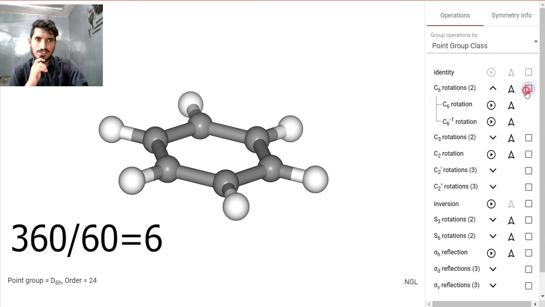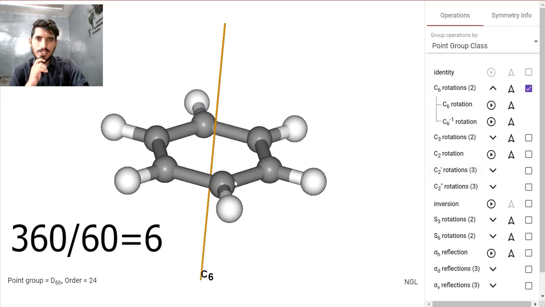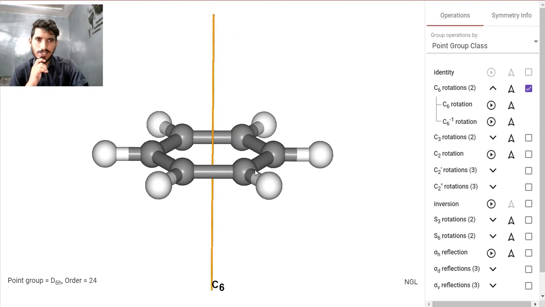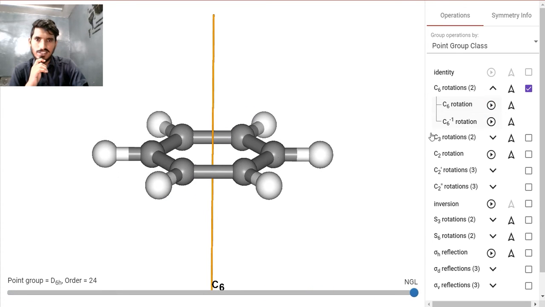So here is the C6 rotation. C6 rotation means that every carbon atom will replace the next carbon atom. Let me just show this. Here, as you can see, each carbon atom has replaced the next carbon atom. So that's the C6 rotation that exists in the molecule of benzene.